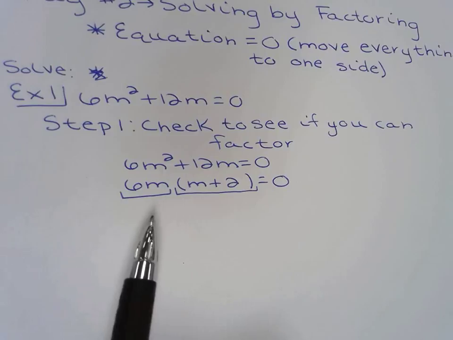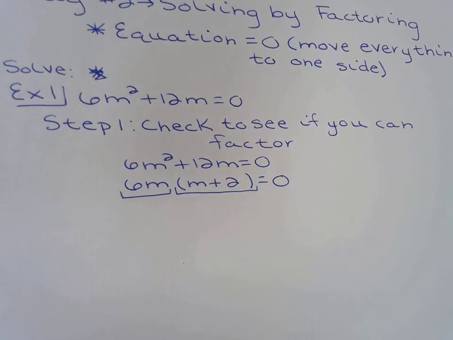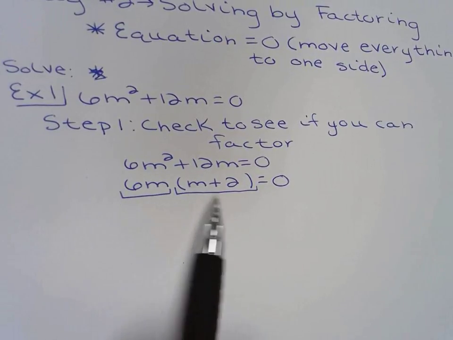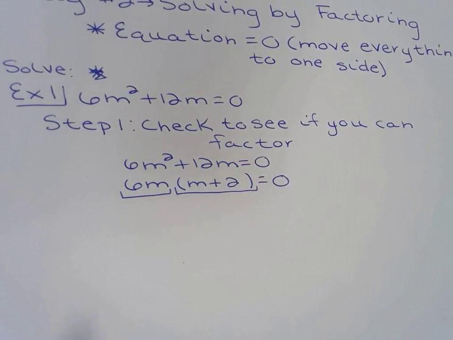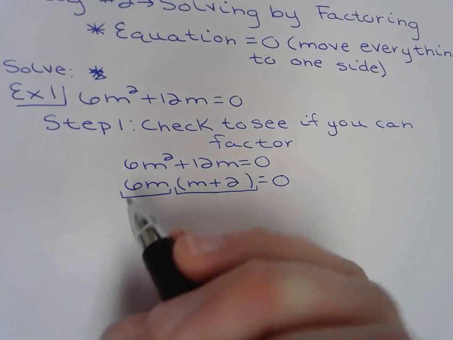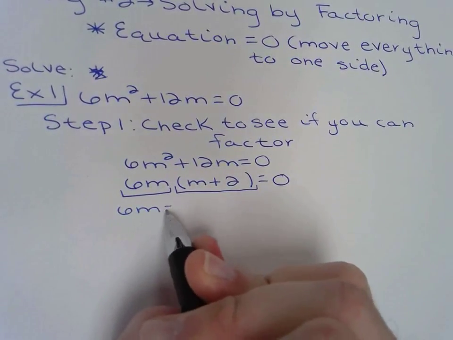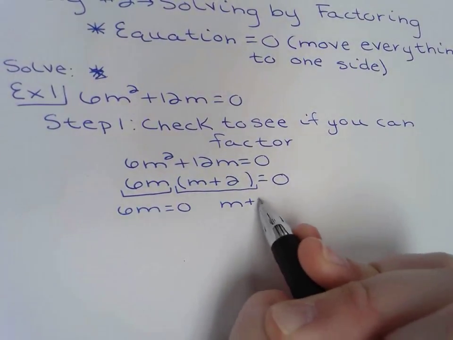Negative? Positive? Think about it. You just told me this a minute ago. The only way to get 0 is for one of the numbers to be 0 when you multiply. So what do either 6m or m plus 2 have to be to give me 0 when I multiply? 0. So we are going to take 6m and m plus 2 equal to 0.